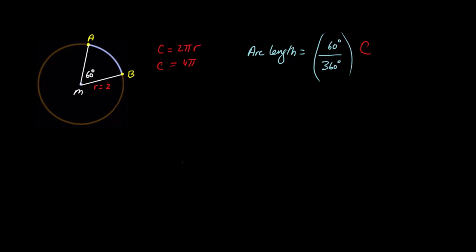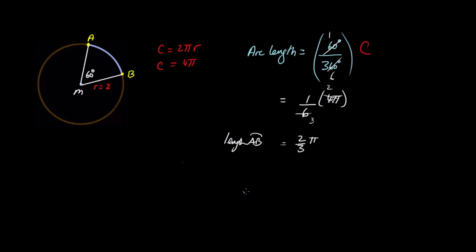So in our example here, 60 out of 360, this goes 6 times, right? So this is going to be 1/6 of the circumference, which was 4 pi, which we have already calculated over here. You can simplify this a little bit: 2 goes into 4 two times, and 2 goes into 6 three times. So the length of arc AB is going to be 2/3 pi.